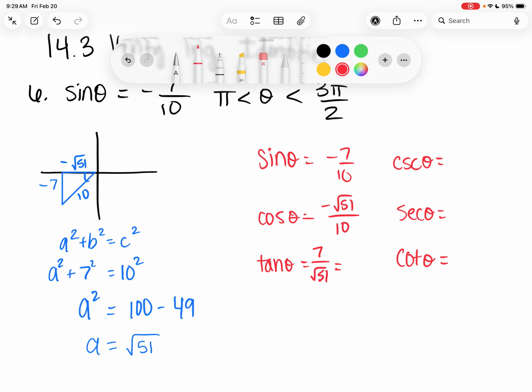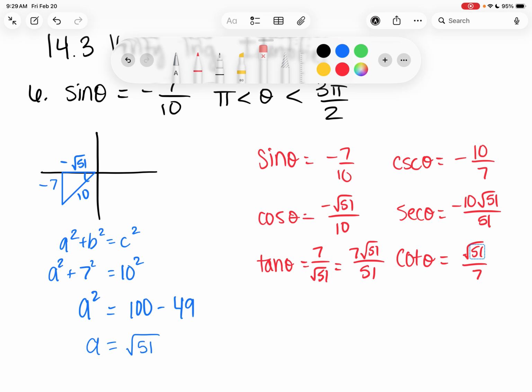What does this have to become, though? It'd be 7 square root 51 over 51. Cosecant: negative 10 over 7. Secant: 10 square root 51 over 51. And cotangent: square root 51 over 7.